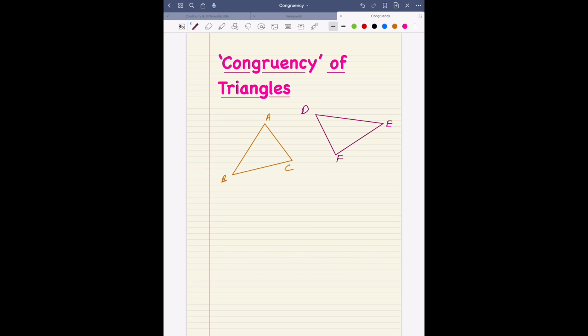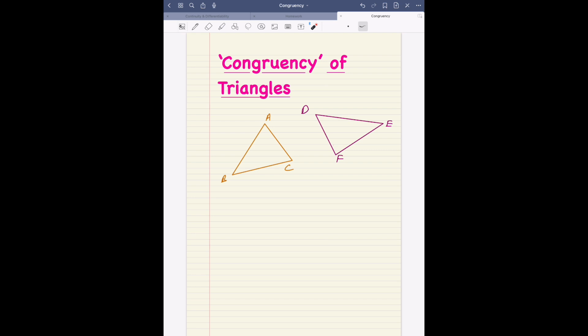Today we are going to discuss congruency of triangles. This is a chapter in 9th standard and is very important. Students think it's complicated, but trust me, it is not. It's pretty simple. So let's have a look.